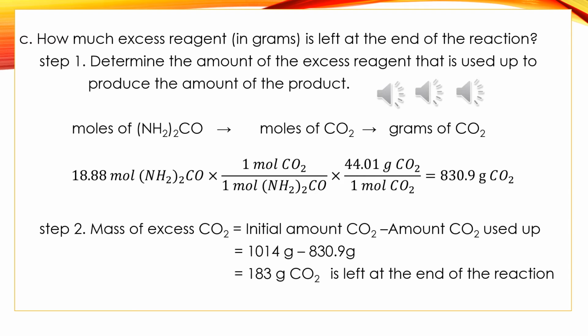The amount of carbon dioxide used up in order to produce 18.88 moles of urea can be calculated by multiplying that mole of urea by the mole ratio as seen in the balanced equation. Then, we will multiply that again with the molar mass of carbon dioxide. So the answer is 830.9 grams of carbon dioxide.